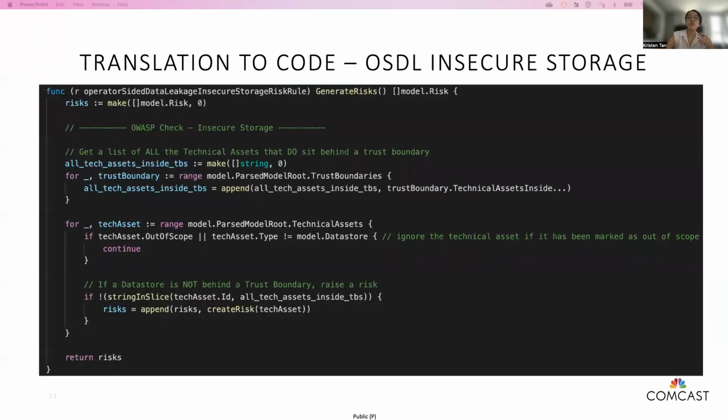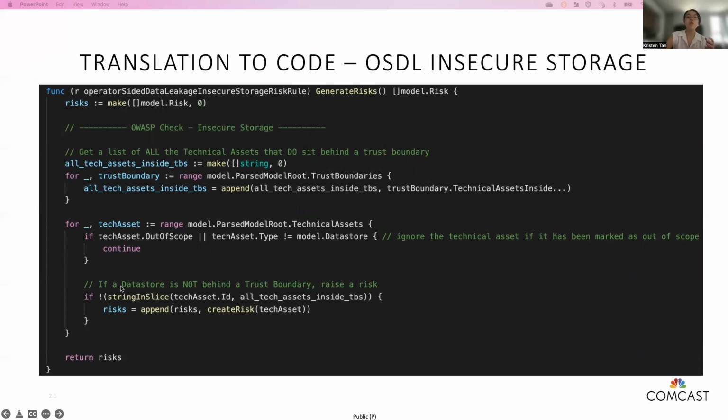What we can finally do is turn that into code. So this is some Golang code that can be used by Fragile to detect whether insecure storage is present in a system. First, we create that empty list of all technical assets inside trust boundaries, and then we populate it with all the technical assets that do sit behind trust boundaries. Then we parse through all of the technical assets. We check if they're out of scope or not a data store. If they are, we just keep going. We jump back up to the top of this for loop.